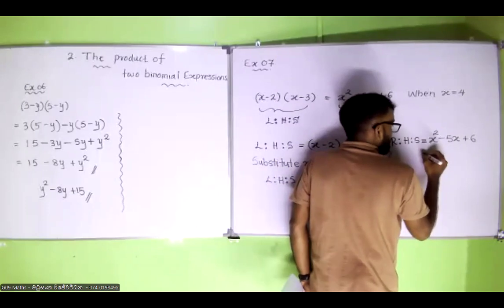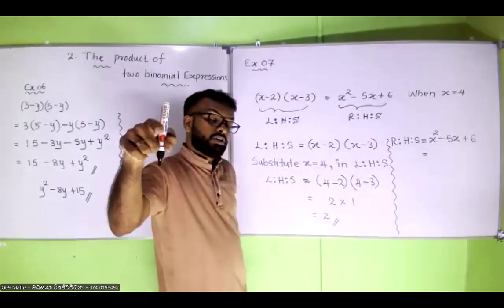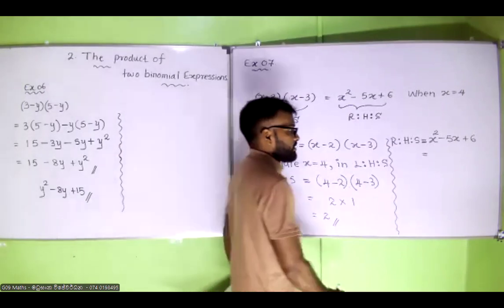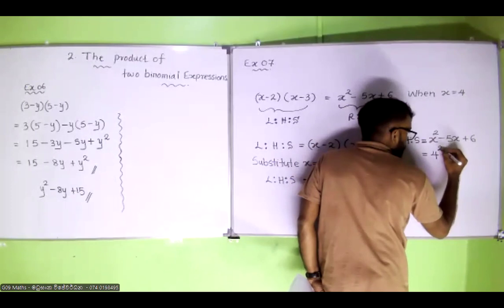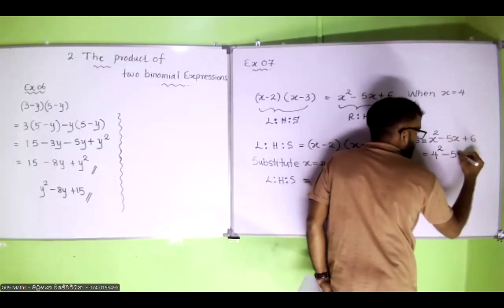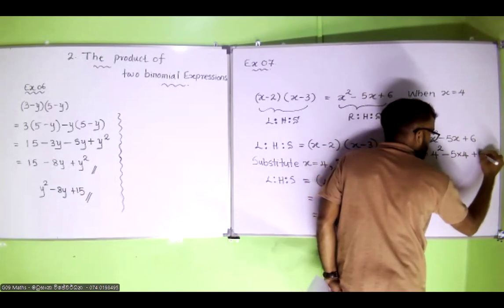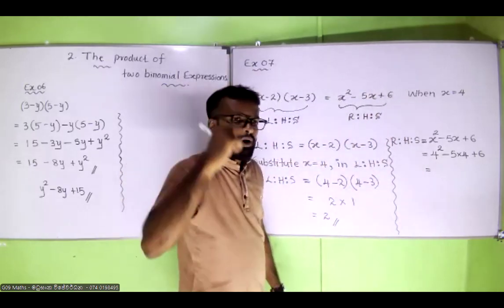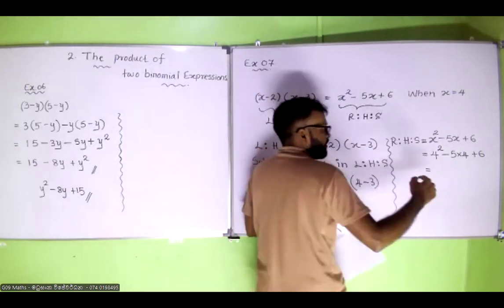Here I have x squared, here I have 5x. Instead of x, I am going to substitute x equals 4. X to the power 2, that means 4 to the power 2, minus 5 multiplied by x, 5 multiplied by 4. Here you have plus 6. So can anyone tell me what is 4 to the power 2? What is the value? 16.